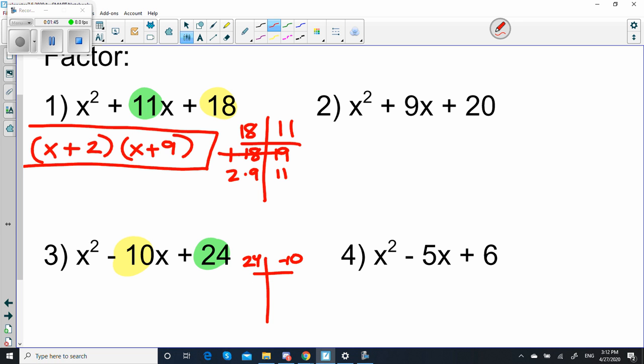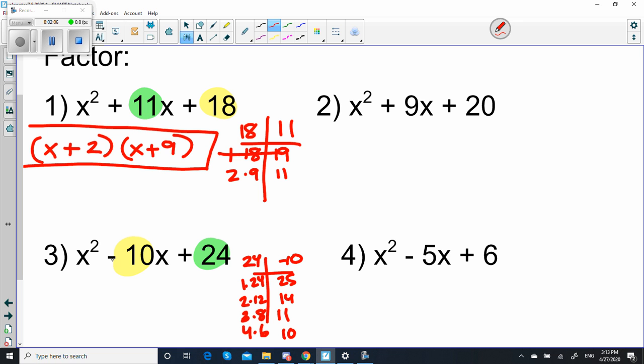So I'm thinking 1 and 24, that adds up to 25. 2 times 12, that adds up to 14. 3 times 8, that adds up to 11. I'm getting closer. How about 4 times 6? That adds up to 10. Okay, but my sign's off. So as I look at it, it's got a plus minus here.